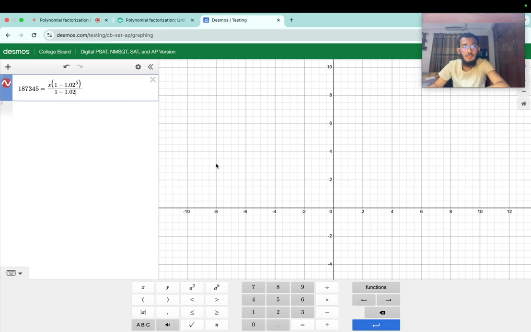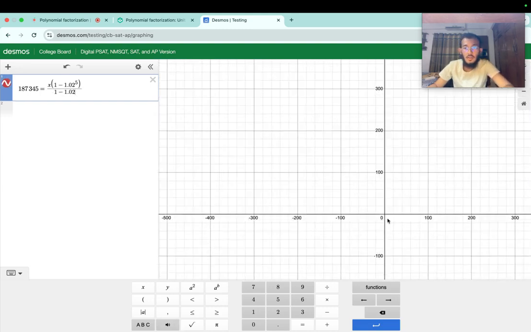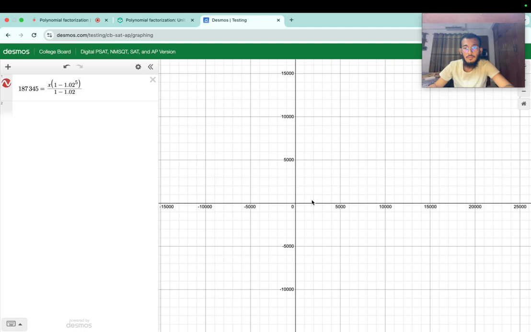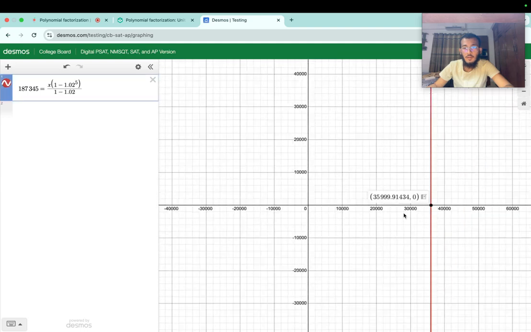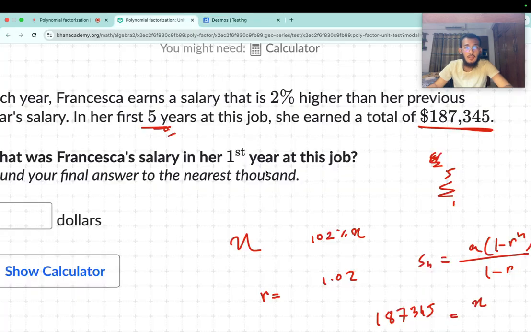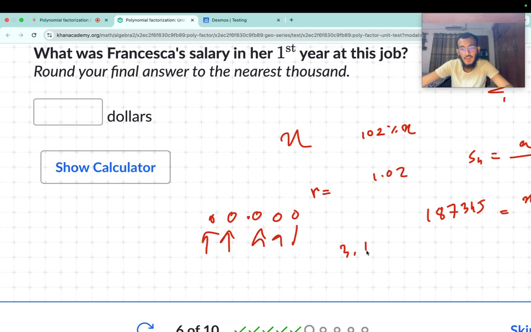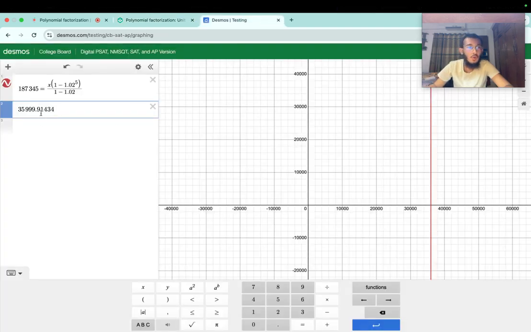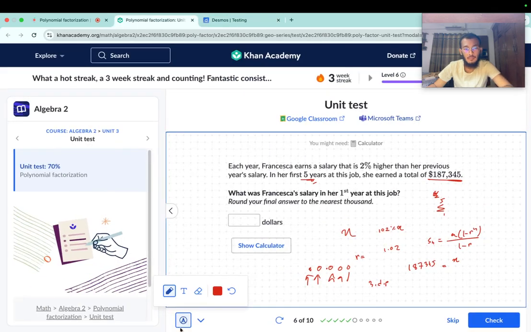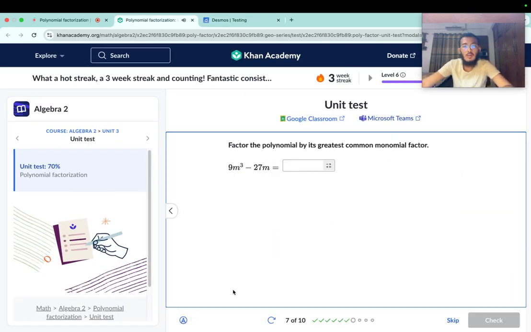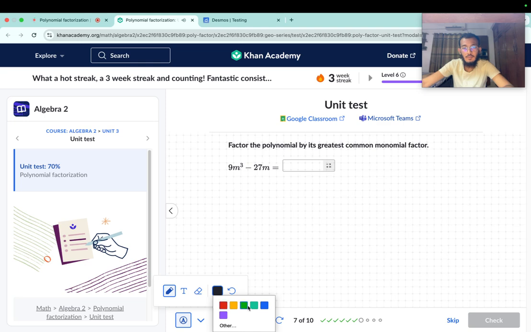So what do you have? This is the answer. Now we have to find x, which is here. So this thing is our x, and we round the answer to the nearest thousand. We know that this is ones, tens, hundreds, thousands, with 3 decimal places. So 914. Let's see. All right, that's great.